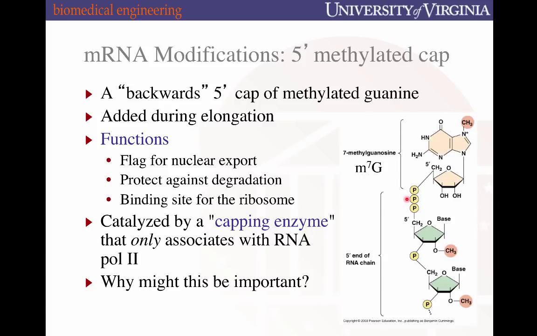Another feature of these capping enzymes is that they are associated with RNA pol 2. Any guesses on why it's important, why they need to be associated with pol 2 specifically? Yeah. Isn't pol 2 the one that deals with mRNA? Yeah, correct. So you don't want rRNA or tRNAs to have this cap, so the capping enzymes that add it are associated with pol 2.